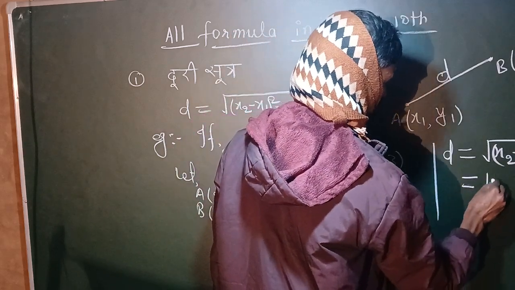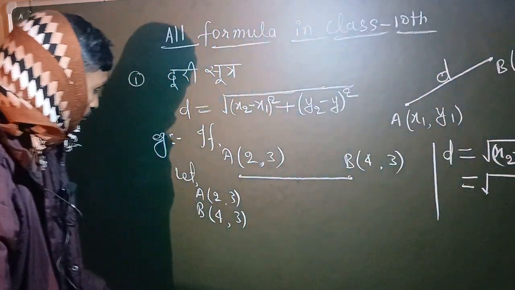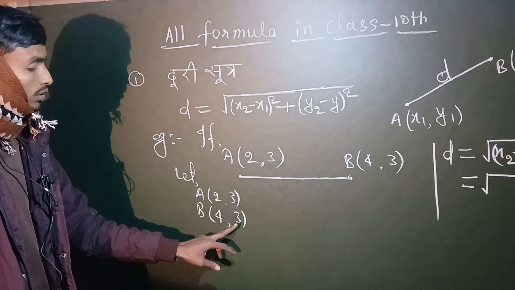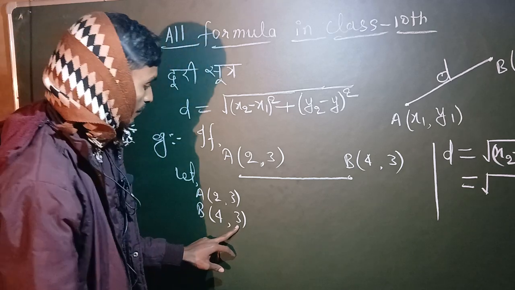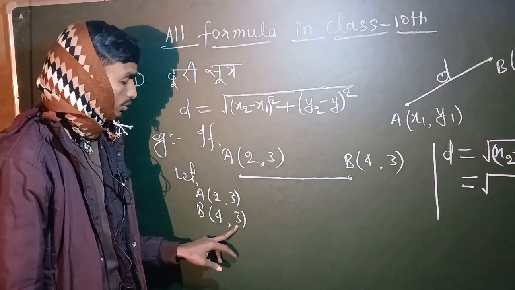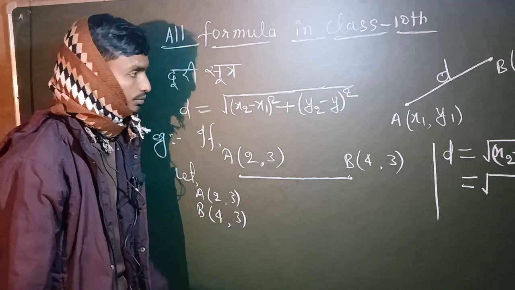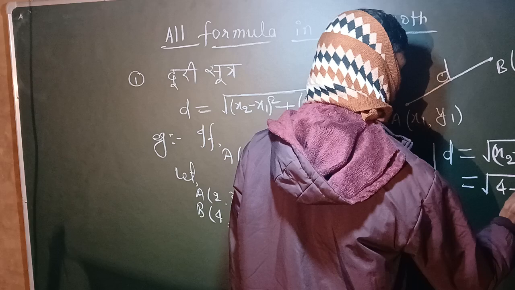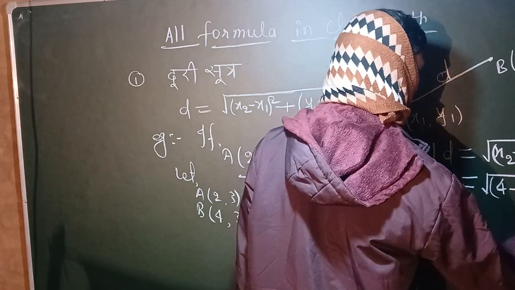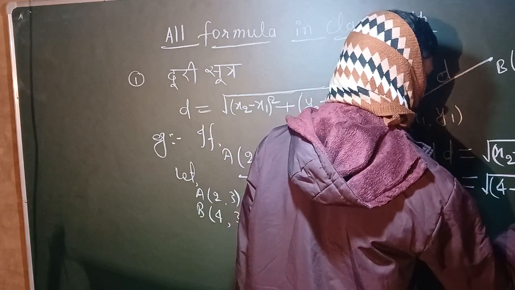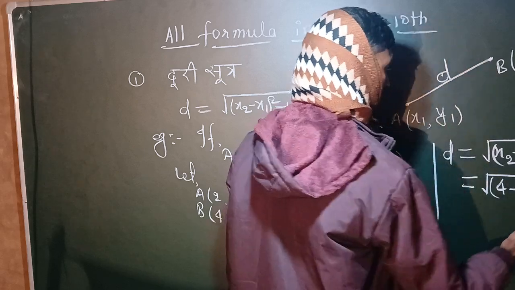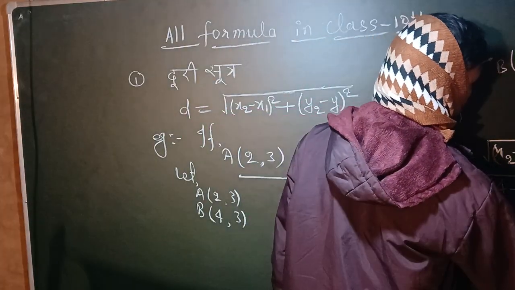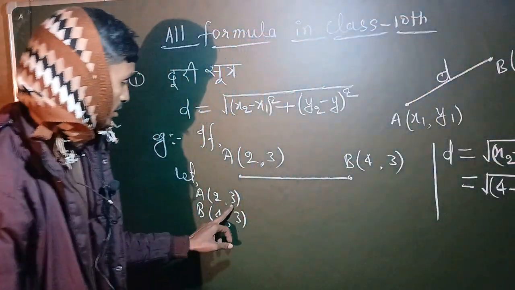Now put in the values. 4 is x2, 2 is x1, 3 is y2, 3 is y1. 4 is x2, 2 is x1 का स्क्वायर प्लस y2 value is 3 minus y1 value is 3.